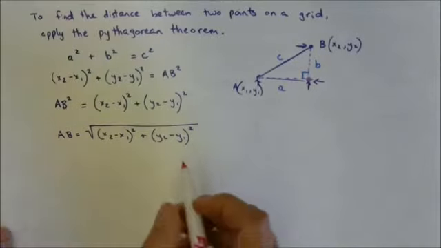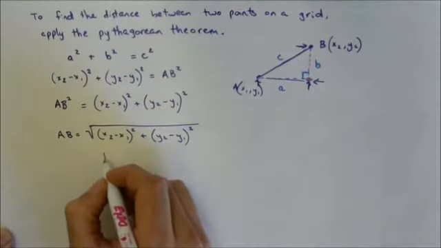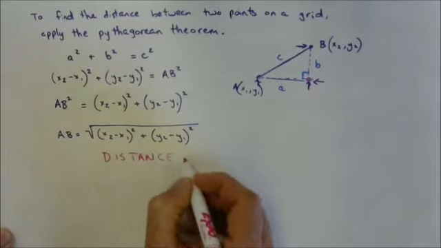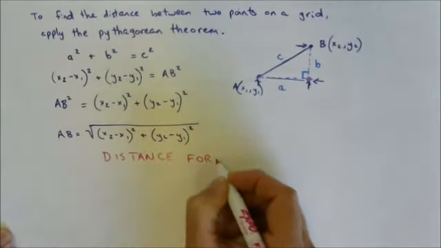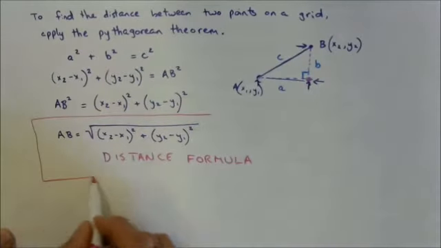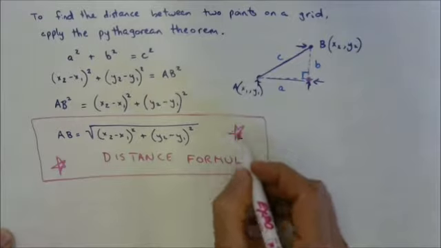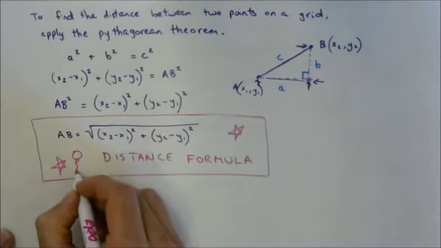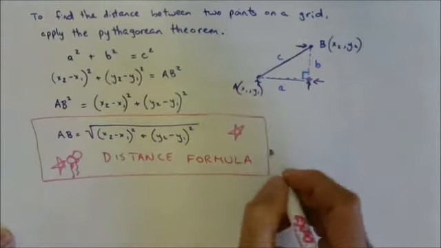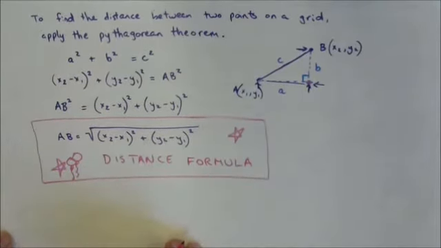And at this point, you're going to put a big box around it and write distance formula, maybe some stars, a balloon here or there. Okay, add this to your toolbox of formulas.